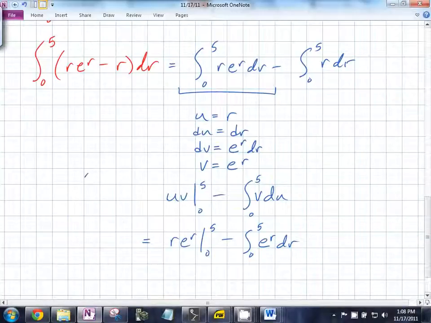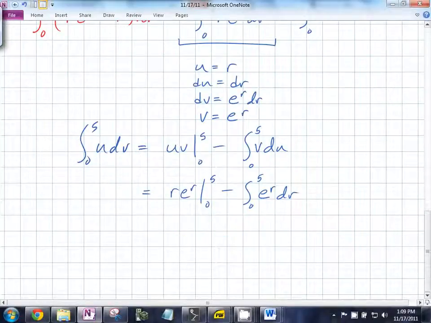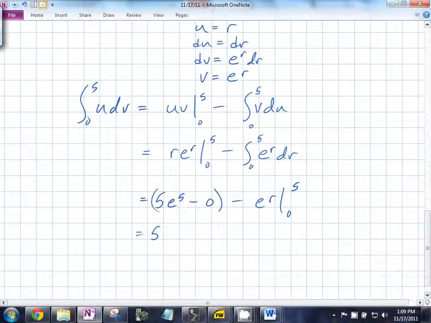Okay, so we can evaluate this now. What's it become? We're plugging in for 5, minus what? Minus 0. Minus e to the r from 0 to 5. So 5 e to the 5 minus e to the 5 minus 1. So you end up with 4 e to the 5 plus 1.